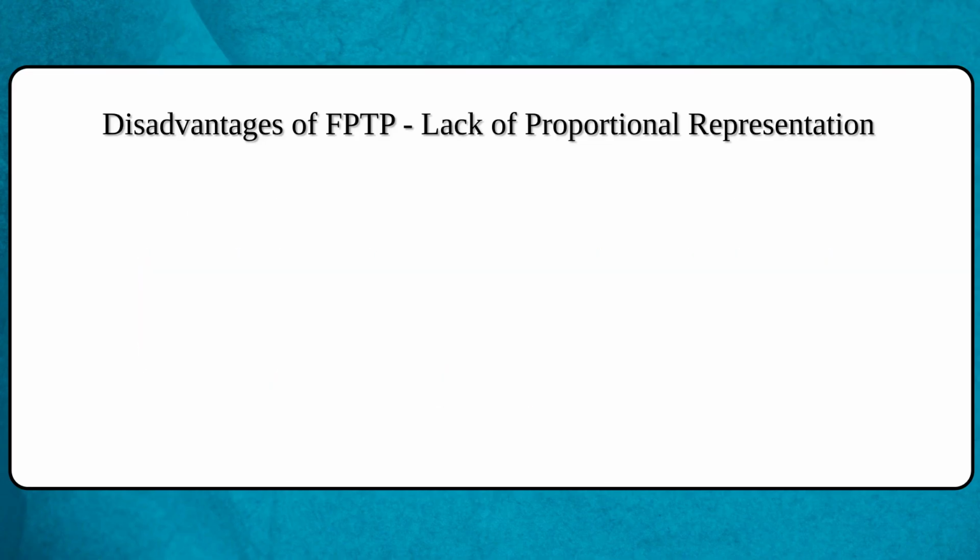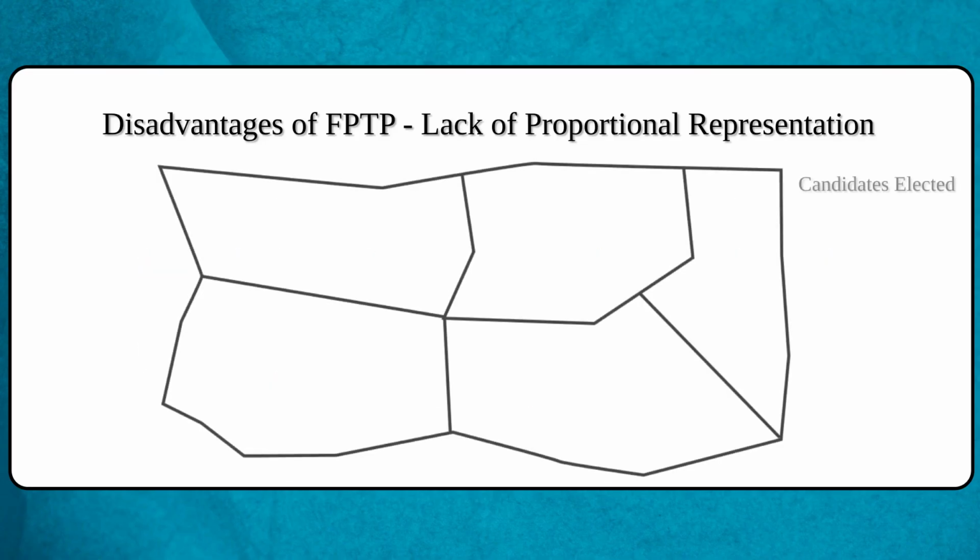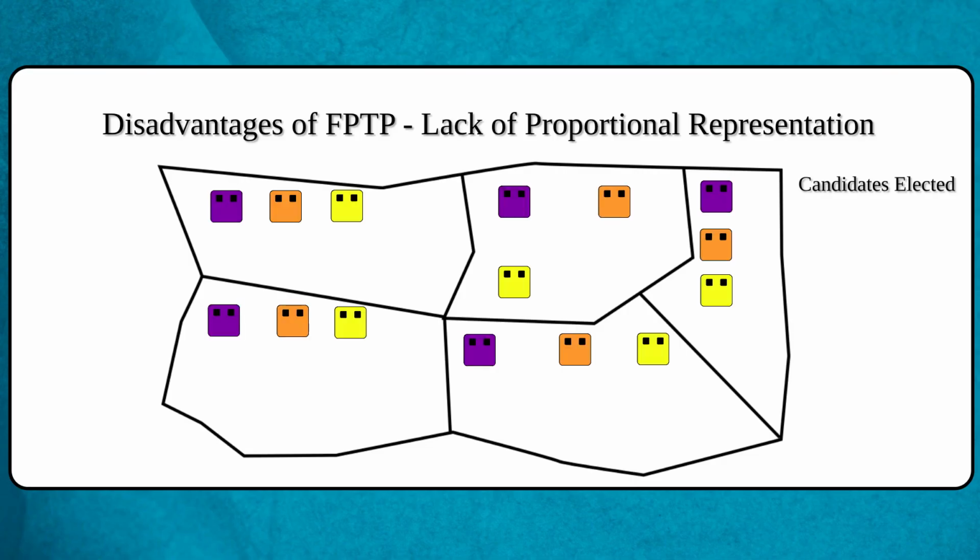For example, let's say that a country has 5 legislative districts with 100 residents each, and each district has a candidate running from the purple, orange, and yellow parties. An election using first past the post is held, and these are the results.